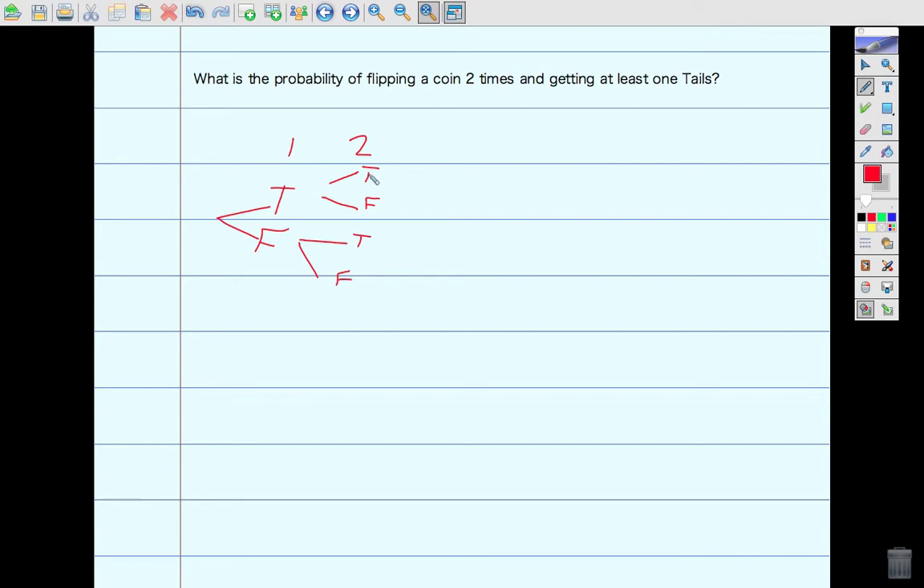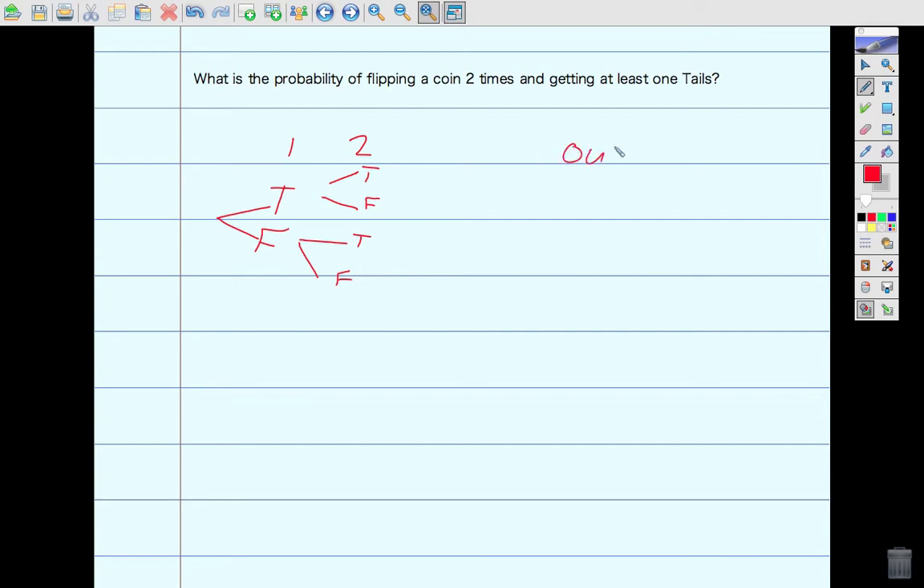I have a true and a false. And the reason I have it twice is because maybe the first time I flipped it was true, and then I have the option of true or false. And if I flipped a false, I flipped it again, I'd have the option of true or false. So that's how I would do that.